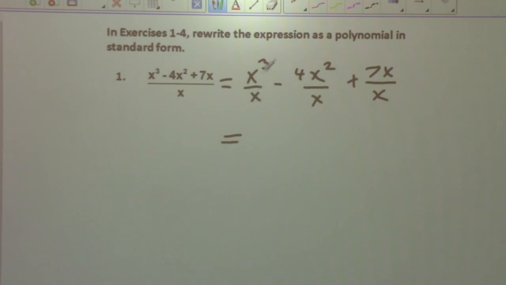What is x cubed divided by x? X squared. And what's 4x squared divided by x? 4x. And then 7x divided by x is 7. Plus 7. And so this is our standard form of that. So that is our answer.